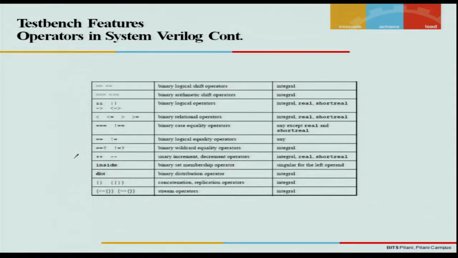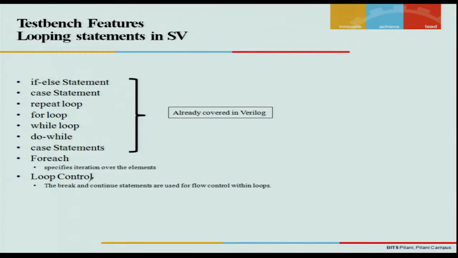The unary increment and decrement operators are taken from C. So with these operations, it really is helpful for verification engineers to deal with various kinds of data types and various kinds of operations. So incorporating these operators has been particularly a boon for creating and executing different kinds of verification environments. Now let's come to looping statements in SystemVerilog.